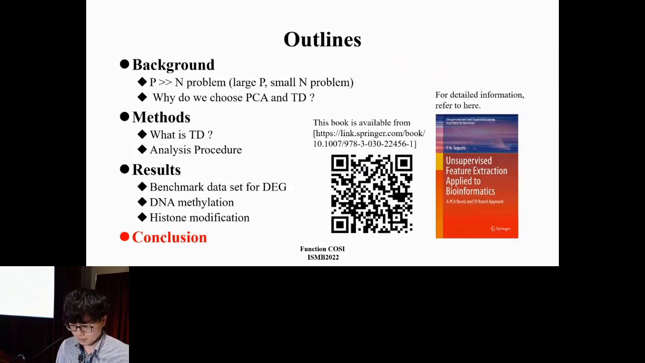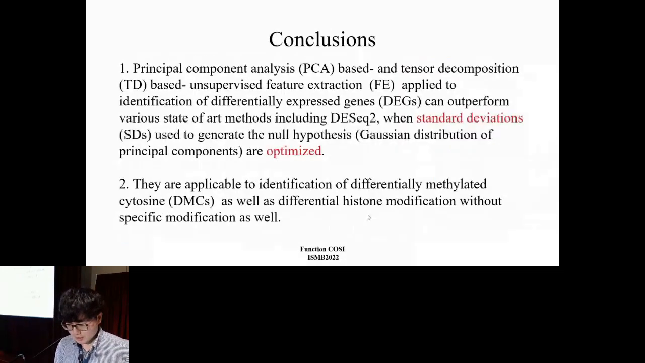Finally, conclusion. These are the main conclusions of the study. First, principal component analysis based and tensor decomposition based unsupervised feature extraction applied to the identification of differentially expressed genes, DEGs, can outperform various state of the art methods, including SEQC2, when the standard deviation used to generate the null hypothesis is optimized. Second, they are applicable to the identification of differentially methylated cytosines as well as differential histone modification without specific modification as well.